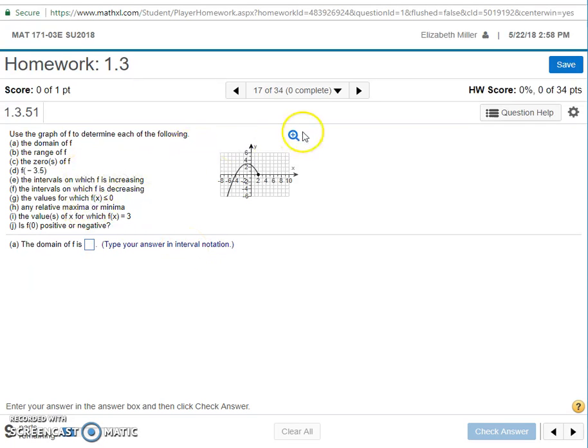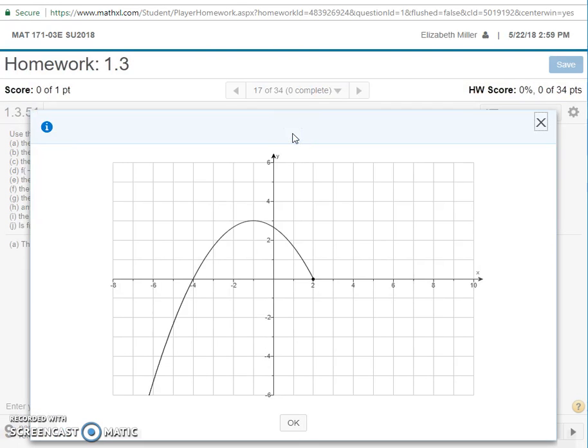So the first question's asking about the domain. The domain, remember, refers to the x values that we are using. They don't have an endpoint here, so it's implied that this goes on forever and ever. So our graph is going left forever. We're using all of these x values eventually, right? We might not get to it till we're way down here, but we are going to use all the x values until we get to positive 2, and then it stops.